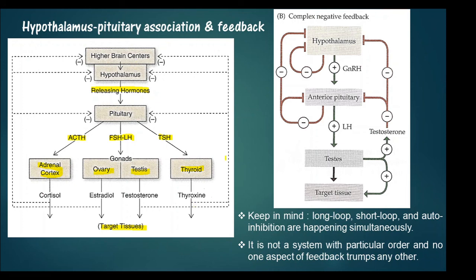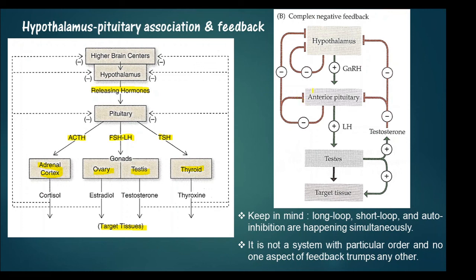The smaller the length of the loop, the more it becomes a short loop. The longer the length of the loop, the more it becomes a long loop. Similar inhibition you can see in all of the cases. This is another complex negative feedback, where the hormone that is produced from the hypothalamus inhibits itself. That is called autoinhibition. And this is also another example of autoinhibition. It can also be called an ultra short loop of inhibition.